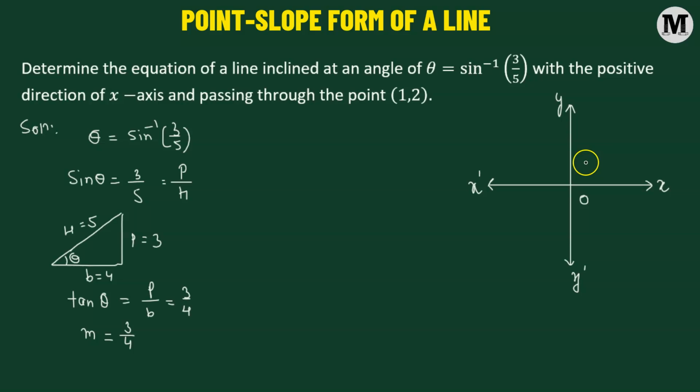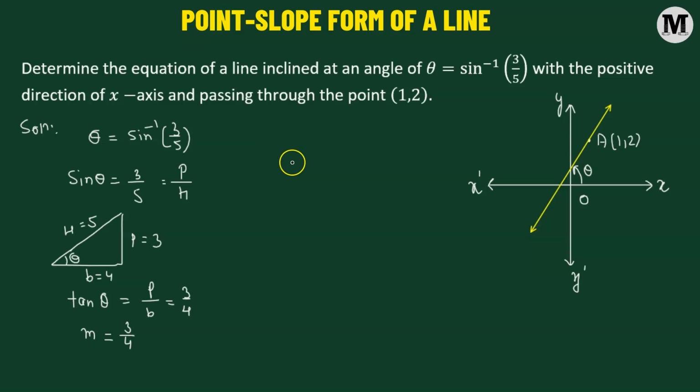So here we have the point (1, 2). Let's plot it. We call it the point A with coordinates (1, 2). Now we're going to pass a line through this point such that the line makes an angle theta with the x-axis, and that theta is going to be an acute angle. So we have the line. This line is making an angle theta with the positive direction of x-axis, and since tangent of that angle theta is positive, we have the slope as 3 over 4.